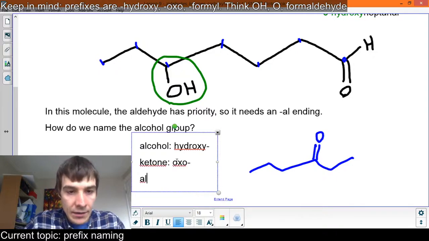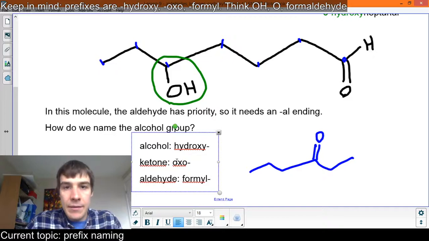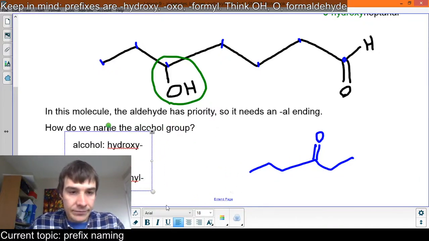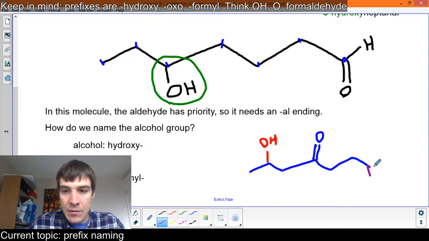For aldehyde, it's kind of a weird one. It's formyl, which is based on formaldehyde. And you can use that as a side chain. So let's do another one here. Let's put an OH here, and we'll terminate it with a carboxylic acid. How about that? We'll make a carboxylic acid at the end, like that.